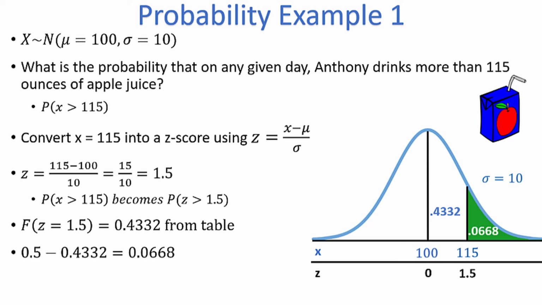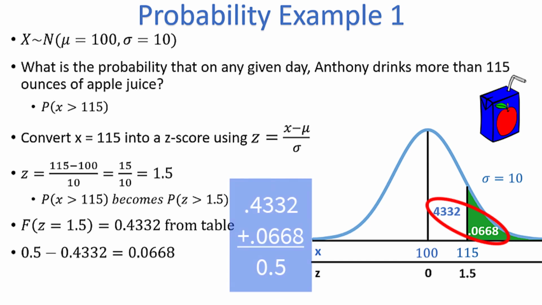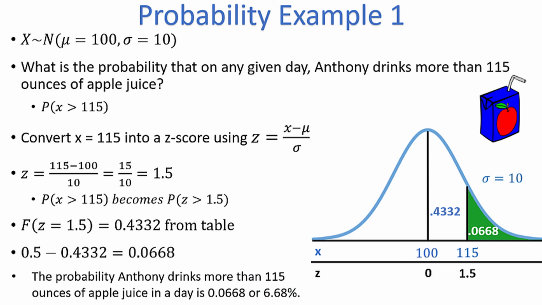If you aren't sure, you can add up the two probabilities together and verify that they do indeed add back up to 50%. So the probability that Anthony drinks more than 115 ounces of apple juice in a day is 0.0668, or 6.68%. Fairly unlikely.